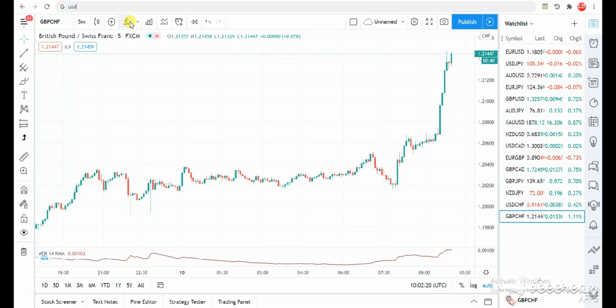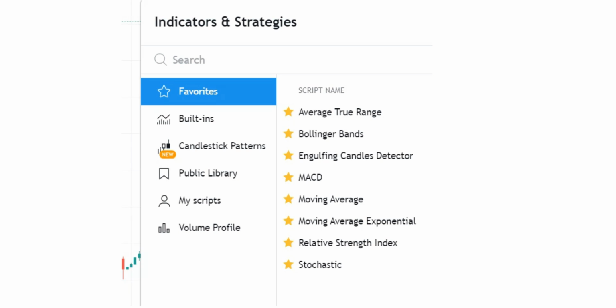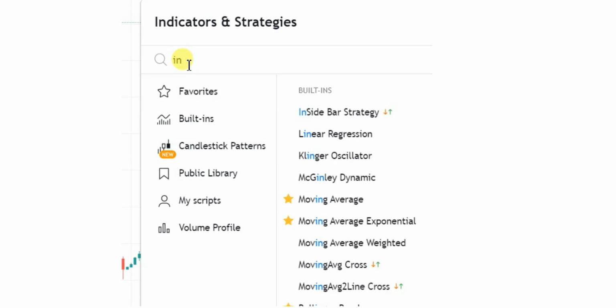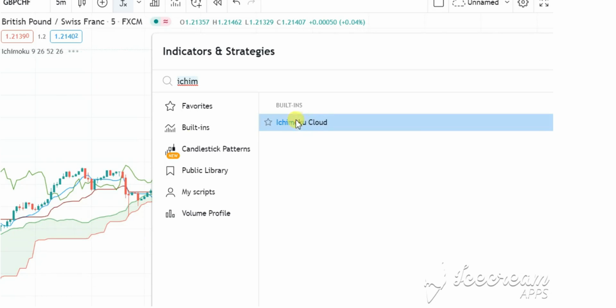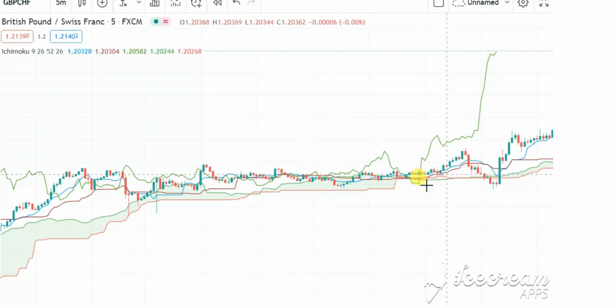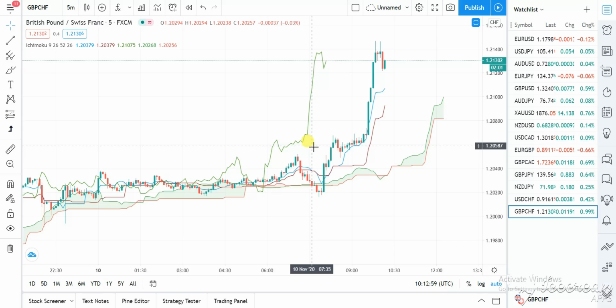You click on this and you look for the Ichimoku. So guys, you can see this is the Ichimoku Cloud, and you just click on it and bam, it's on your chart. Let's get straight into this video.